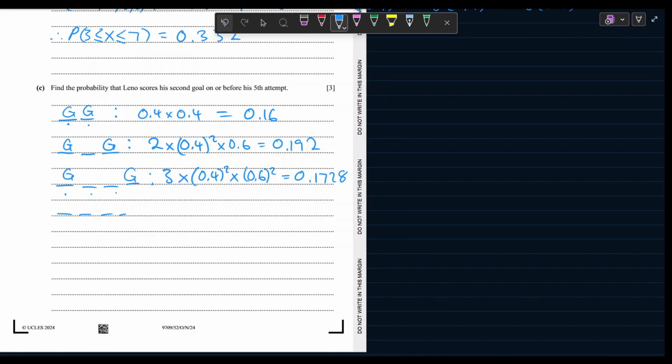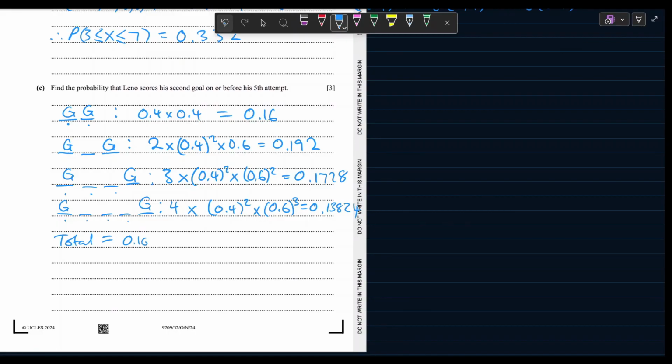Or finally, he could score his second goal on his fifth attempt. So that's 1, 2, 3, 4, 5. He scores here. And this means he's either scoring his first goal on the first, second, third, or fourth attempt. So we multiply by 4. And then we know that he's going to score 2 goals, so 0.4 squared, and he is missing 3 goals, so that's 0.6 cubed. So that's 4 multiplied by 0.4 squared times 0.6 cubed, which gives us 0.13824.